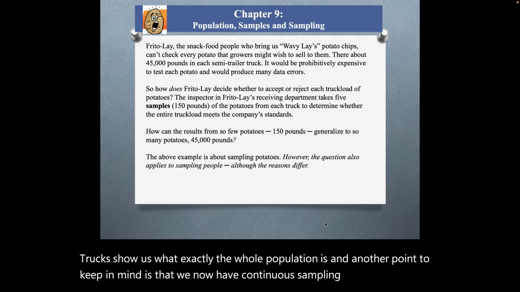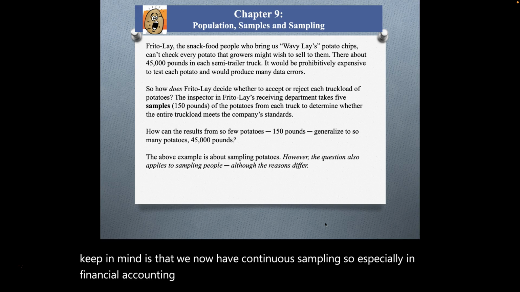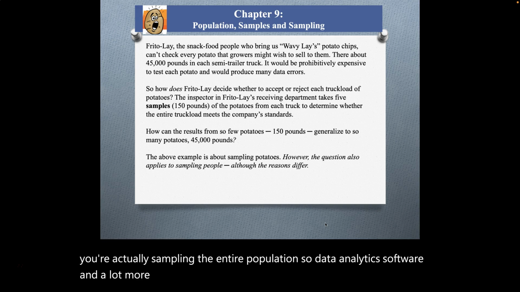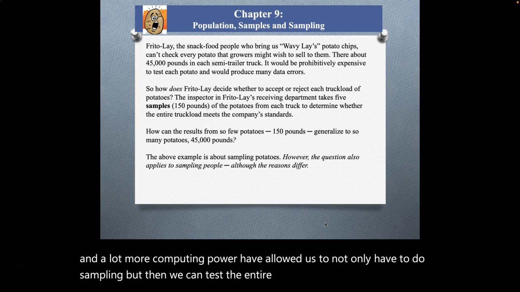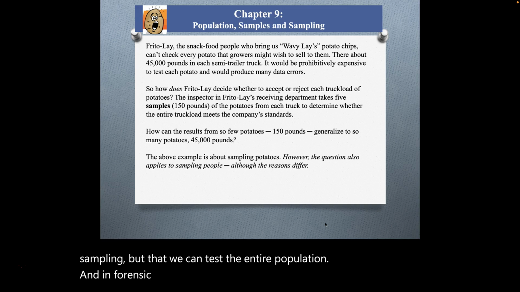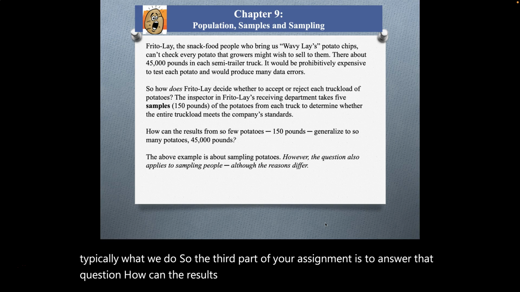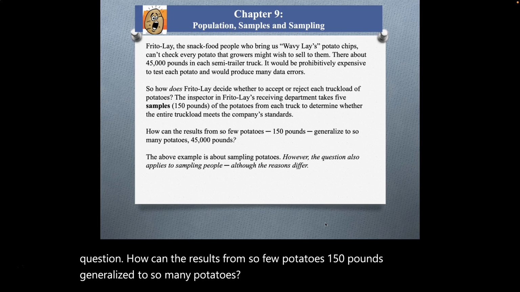And another point to keep in mind is that we now have continuous sampling. So especially in financial accounting or in accounting or in auditing where you're actually sampling the entire population. So data analytics software and a lot more computing power have allowed us to not only have to do sampling, but that we can test the entire population. And in forensic accounting investigations or fraud examinations, that is typically what we do. So the third part of your assignment is to answer that question. How can the results from so few potatoes, 150 pounds, generalize to so many potatoes, 45,000 pounds?